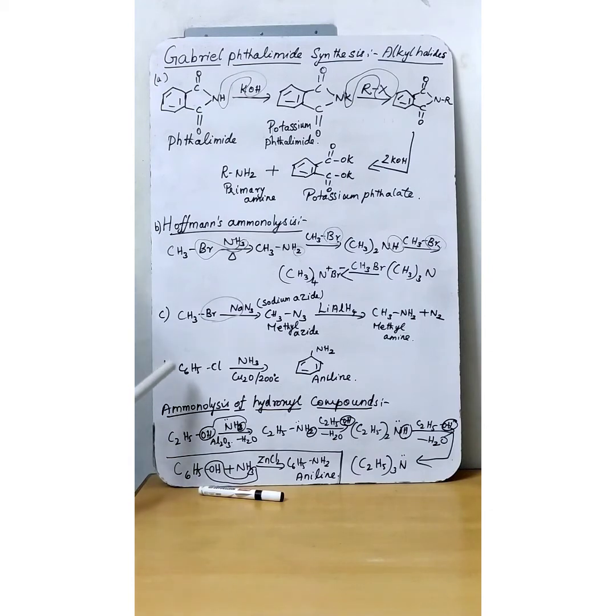The next one is chlorobenzene. Chlorobenzene will undergo ammonolysis. If you add ammonia NH3 to chlorobenzene in the presence of Cu2O, cuprous oxide, at 200 degrees Celsius, what will happen? One hydrogen and one Cl will be removed as HCl. The balance NH2 will come and attach to this C6H5, so it will give C6H5-NH2, aniline as the product. Understood or not?